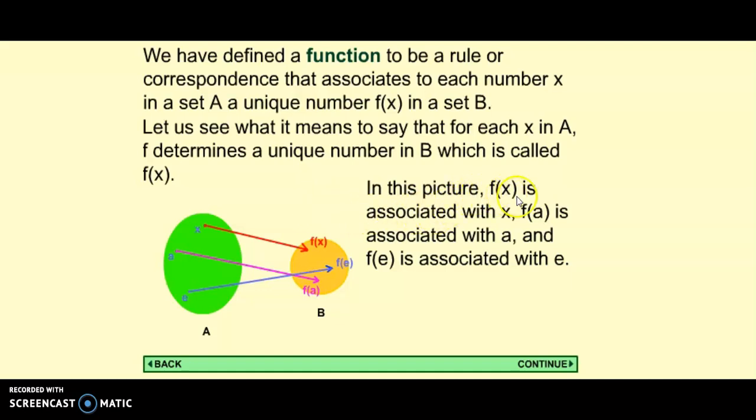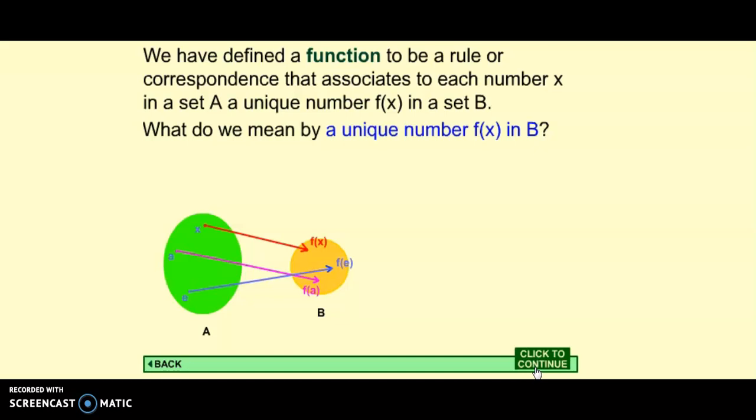In this picture, f of x is associated with x, f of A is associated with A, and f of E is associated with E. That is, x is the input of this function, and as a result, your functional value will be f of x. A is the input, functional value will be f of A. E is the input of this third function, and the functional value will be f of E. So one input has one unique output, so we can say that this function is a one-to-one function.